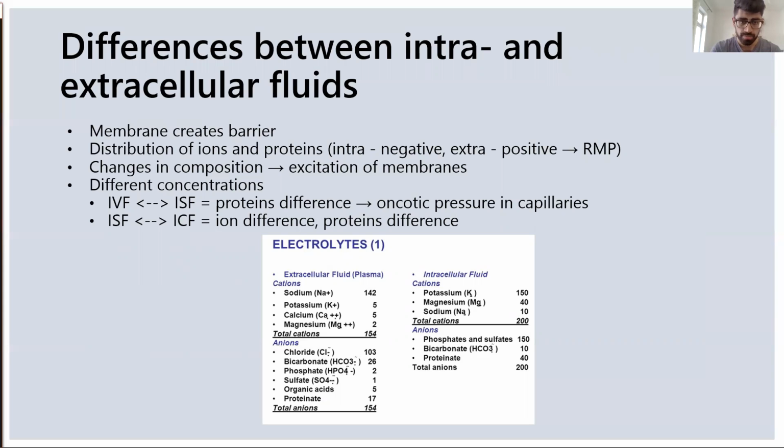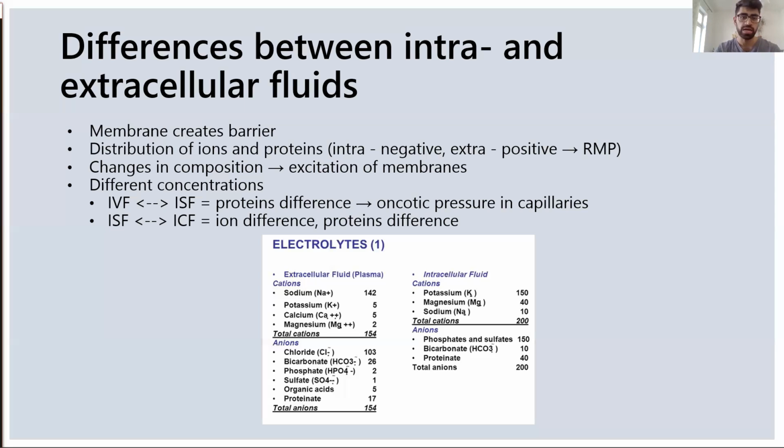Proteins will differ intra and extracellularly. We have plasma proteins such as albumin, thyroglobulin, corticosteroid binding globulin. We've got many other proteins in the body in different compartments. I think the most important thing to understand from the differences between intra and extracellular fluids are the differences between the ions themselves, or the electrolytes.